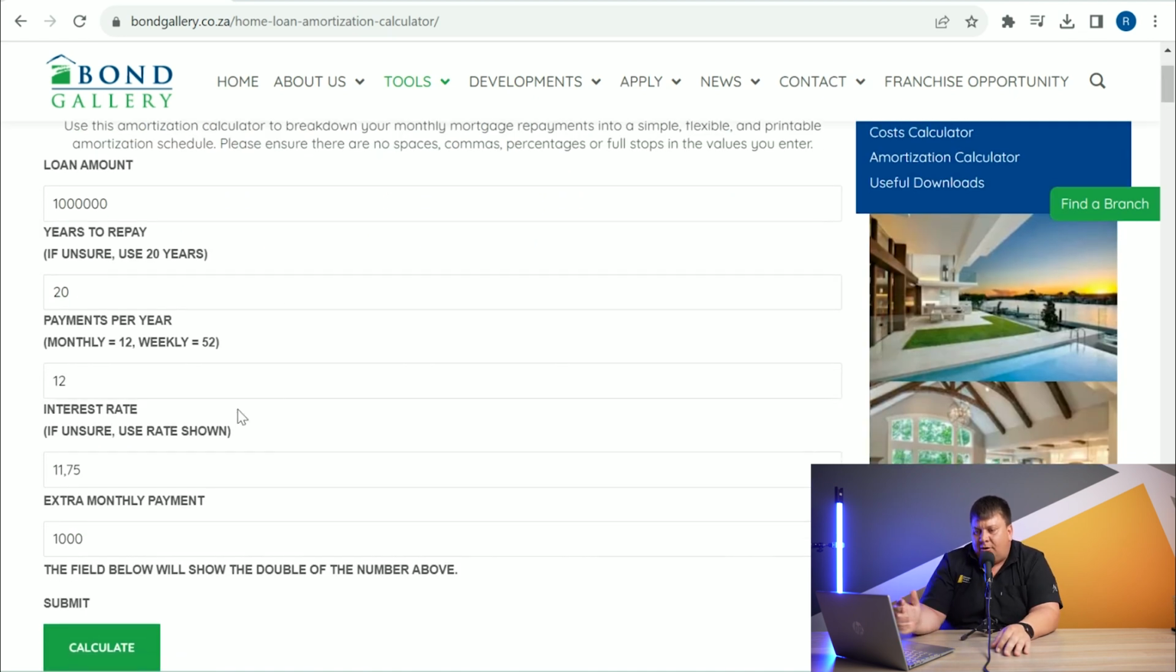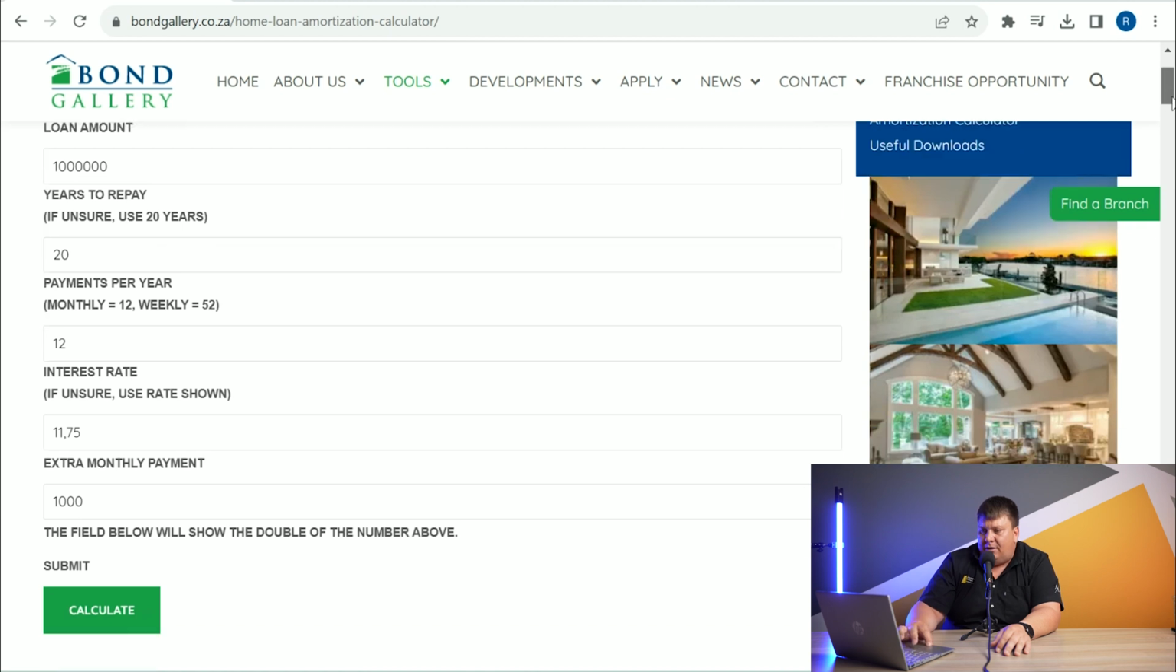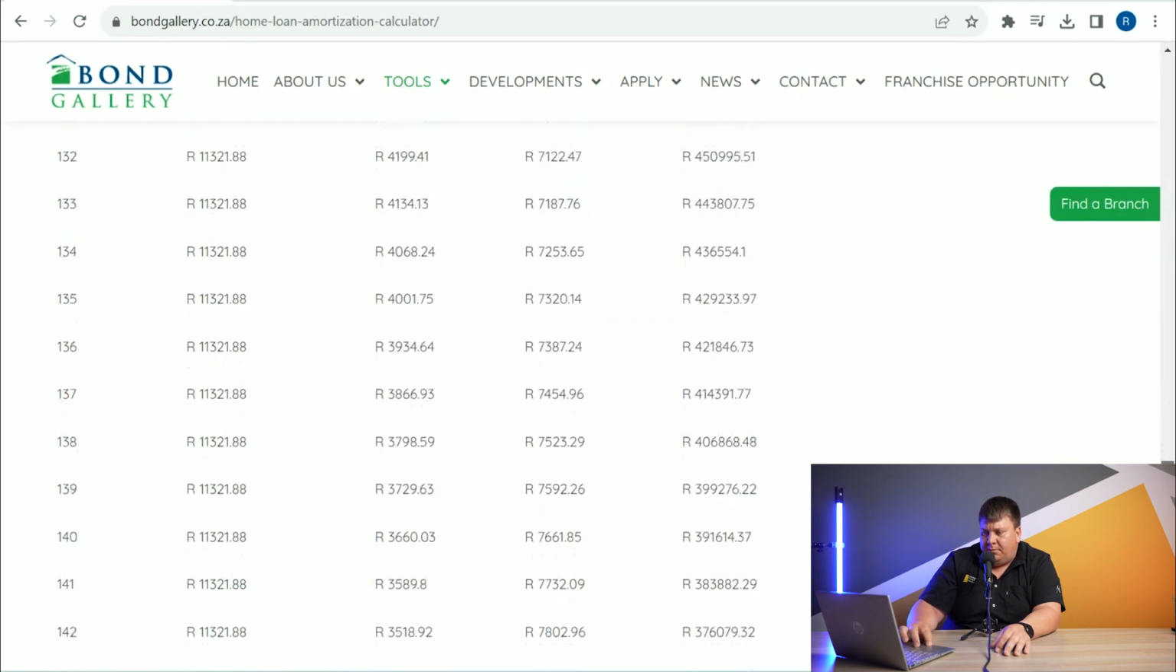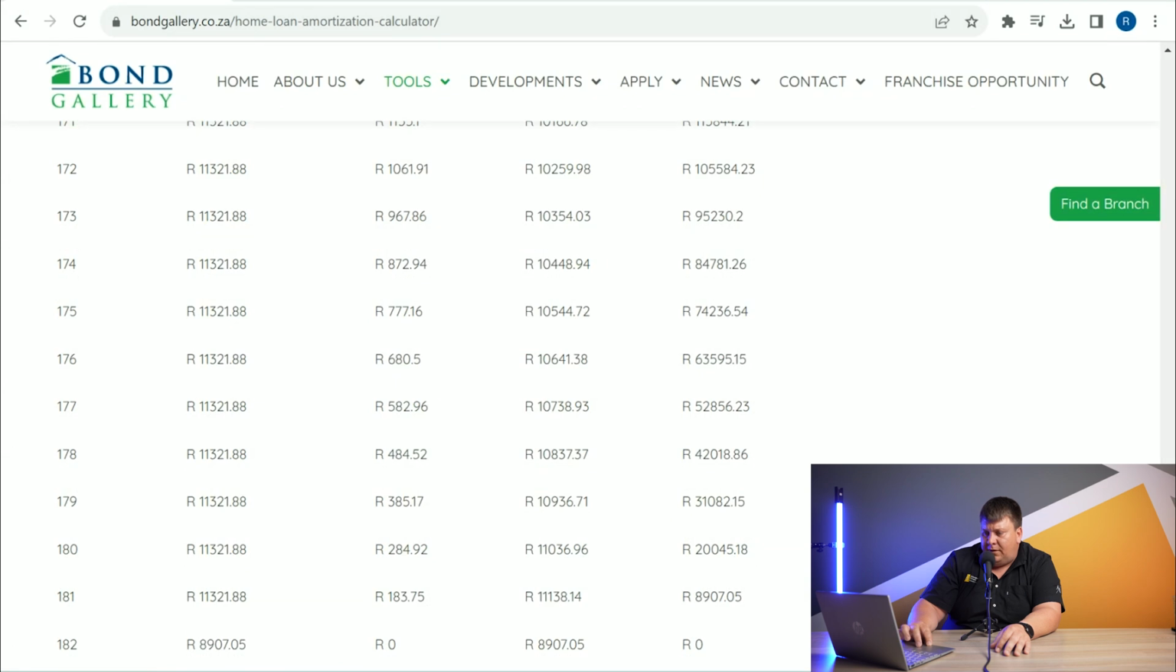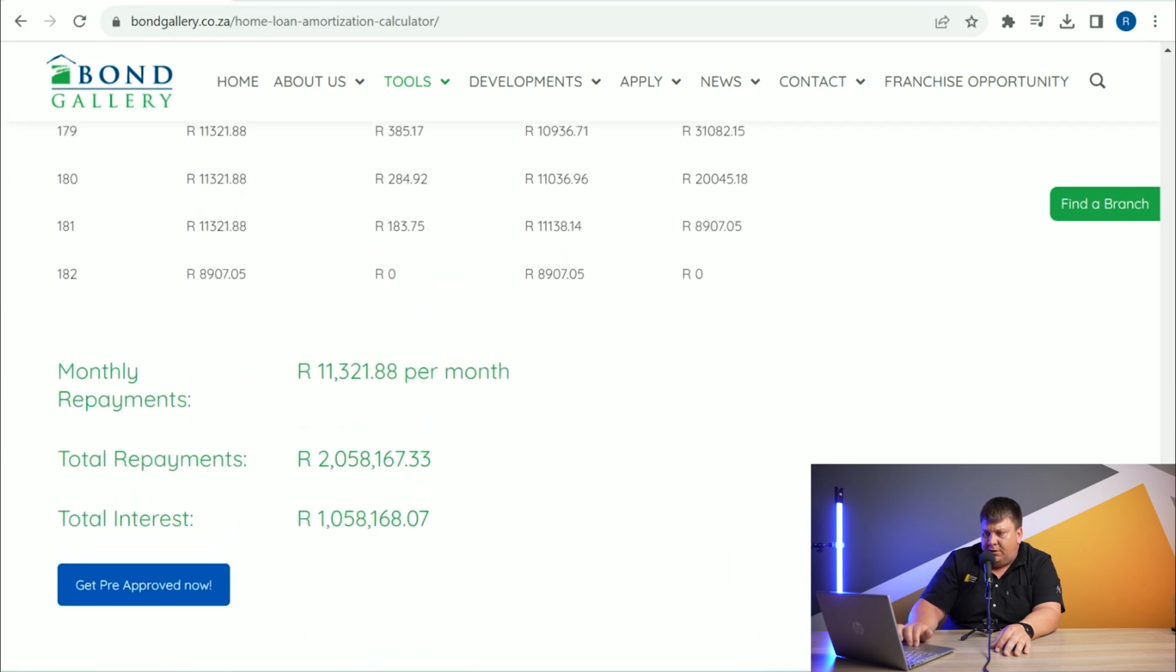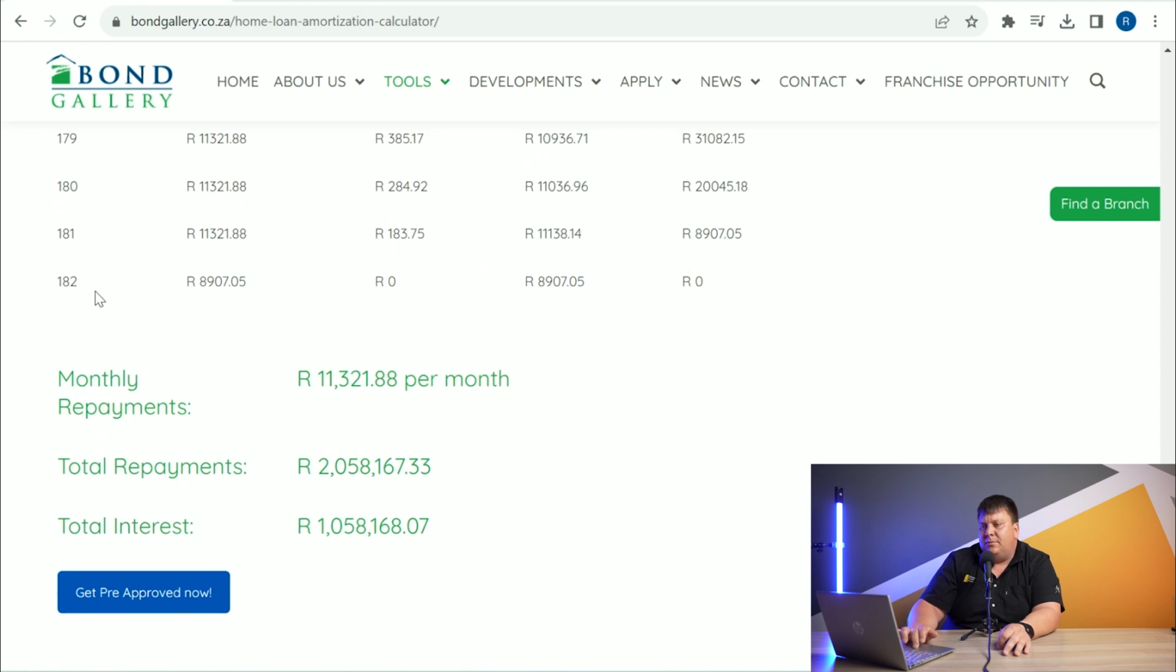Okay, so looking at this example where we pay an extra 1,000 Rand a month into the bond, we'll go straight down to the bottom line again and have a look at what effect this has. My loan period has now been shortened to 182 months rather than 240 months. So I've saved nearly 60 months worth of repayments. That's 5 years that I'm effectively paying my bond off sooner. So I'll now pay my bond over 15 years rather than 20.